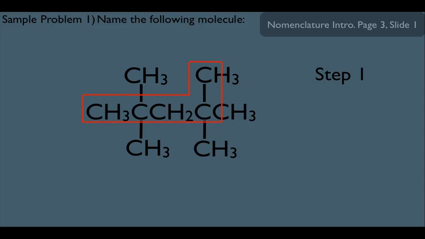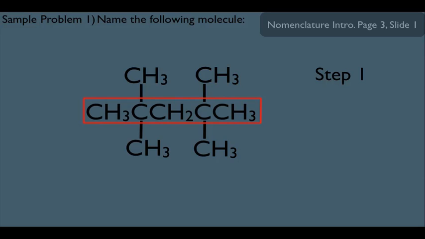And technically, that's not the only way. You could find the longest chain going this direction. This box is also 5 carbons long. So what do we do in this case? What do we pick as our longest chain? Well, what we're going to see here in nomenclature, the beauty of this system is that it doesn't matter. You can pick any one of the chains, and we're still going to end up with the same name.